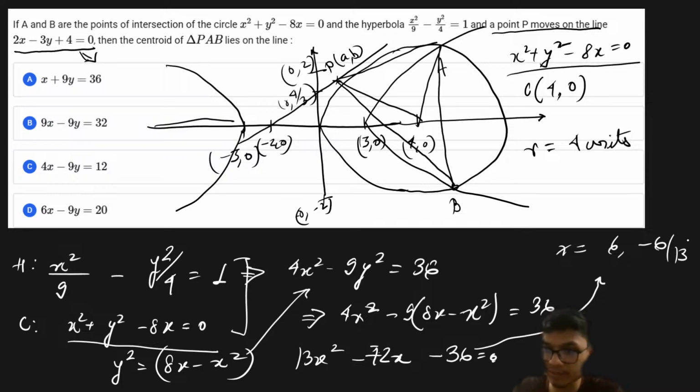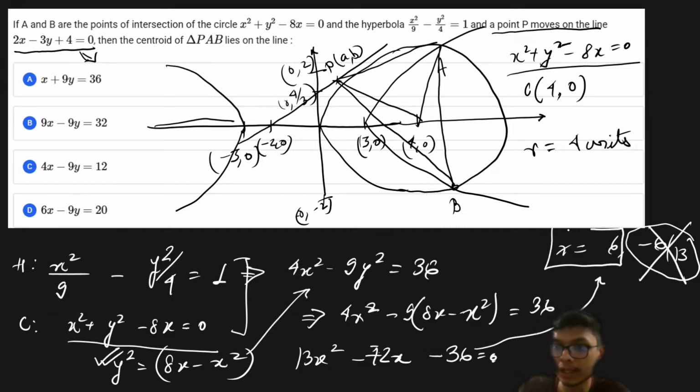Now I will reject this −6/13, because if you put −6/13, your y² is coming out negative, right? y² is negative, that means y is imaginary, which cannot be possible. So this is not possible, so I will go with x = 6. And if you put x = 6, y is real, okay?